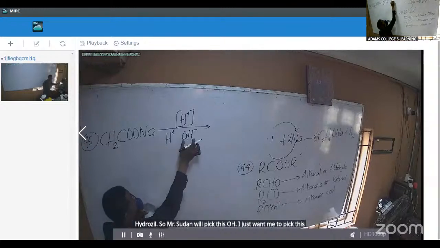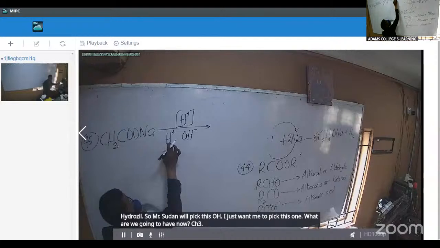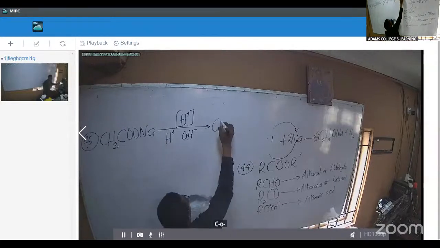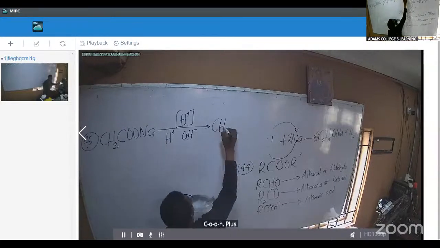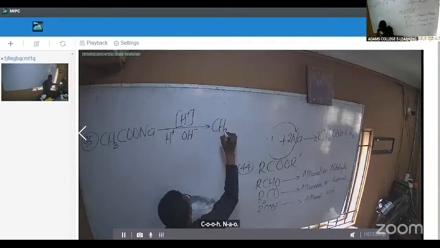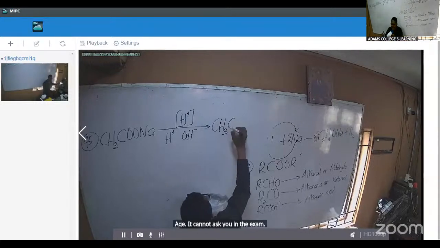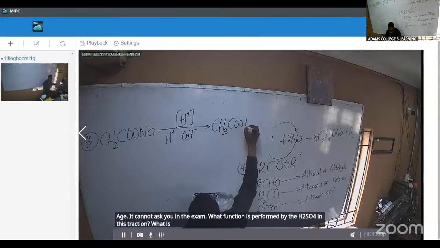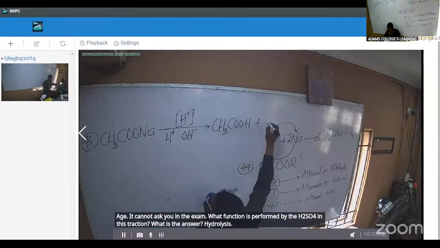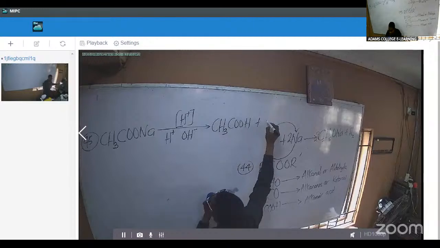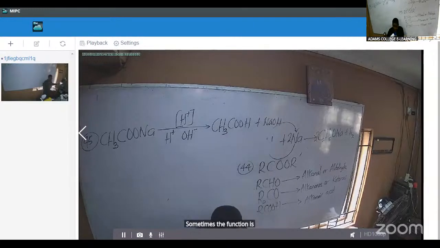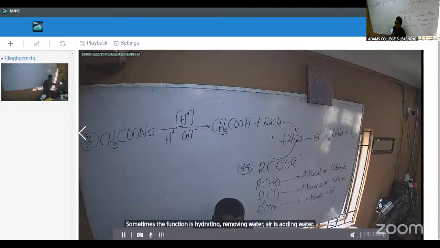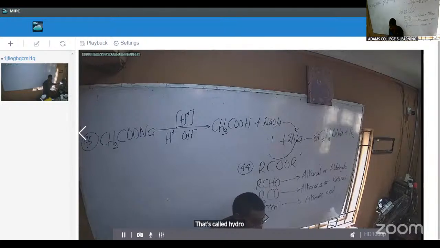What are we going to have now? CH3COOH, plus what? NaOH. They can ask you in the exam, what function is performed by the H2SO4 in this reaction? What's the answer? Hydrolysis. Sometimes the function is dehydrating, removing water, but here it is adding water. That's called hydrolysis. So look at what they're asking you.